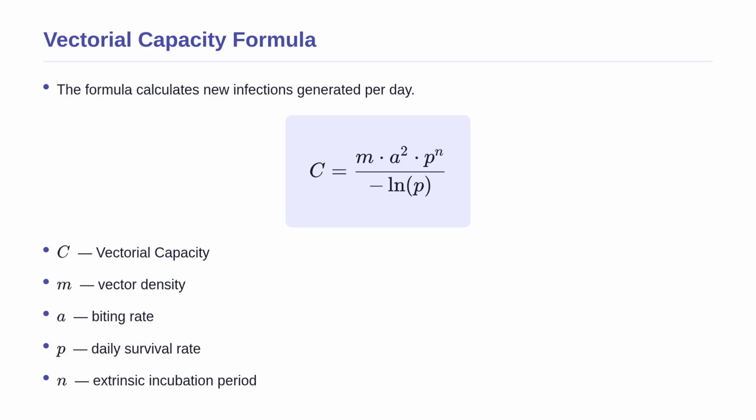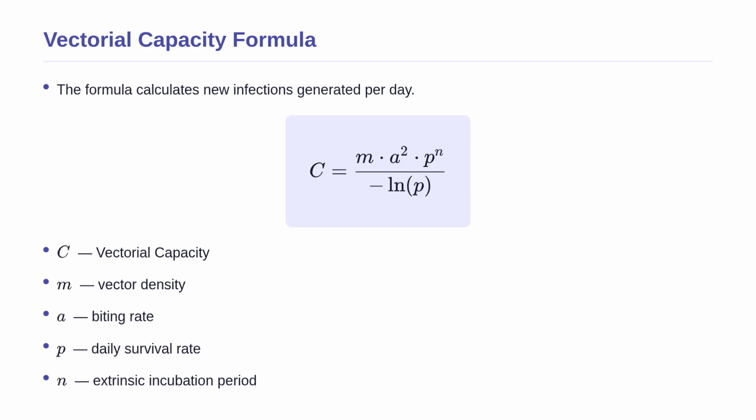C is the vectorial capacity, meaning the average number of new human infections generated by one infected human per day. The variable M stands for vector density, which is the number of female mosquitoes per human. The variable A represents the biting rate. Notice that A is squared. This is because the mosquito must bite twice, once to get infected and once to pass it on. So if the biting rate increases even slightly, transmission explodes.